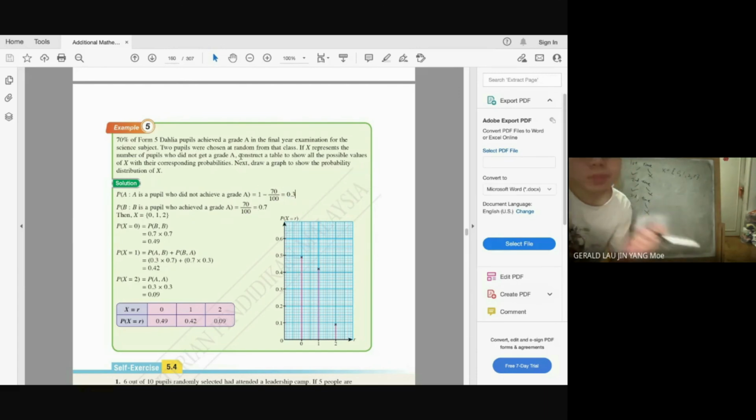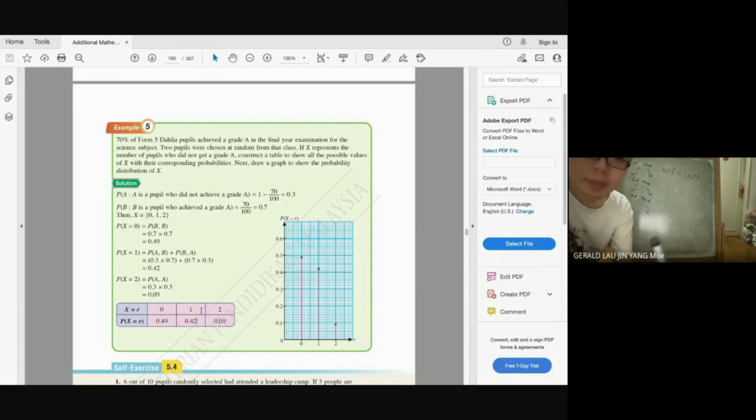So two pupils are chosen at random, so you have three possibilities. The first possibility, 0, is when both the pupils chosen didn't score grade A.